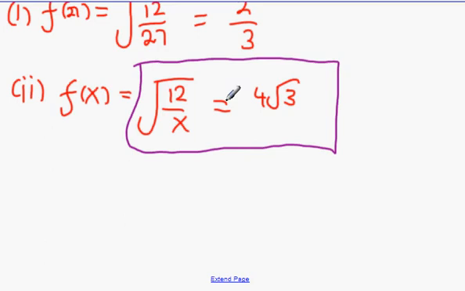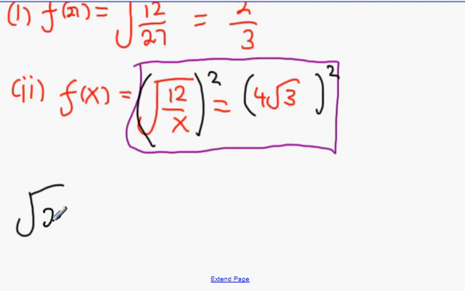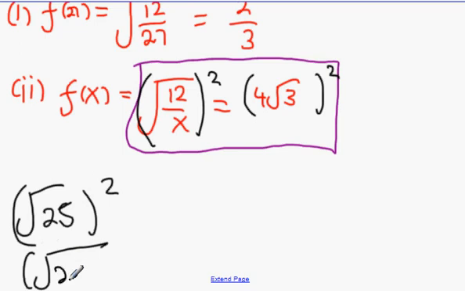Square both sides. So what you're going to do is square both sides. Okay? What happens when you square a square root? If I write down root 25 to be squared, what's the answer? 25. If I write down root 22 plus 3 to be squared, what's the answer? 22 plus 3, which is still 25.